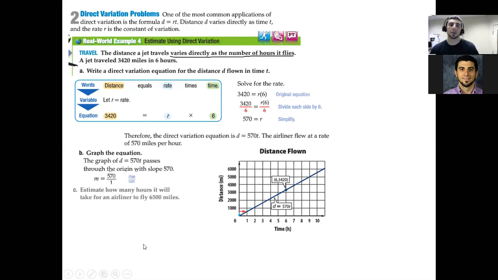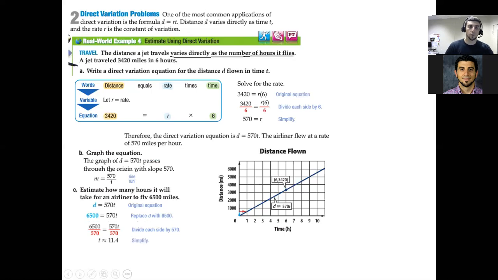All right, estimate how many hours it will take for an airliner to fly 6,500 miles. So if I know the distance, I can just plug that into my direct variation equation, divide by 570, and get t equals about 11.4. So in the context, 11.4 is the time, so that means that it would take the airliner approximately 11.4 hours to fly 6,500 miles.